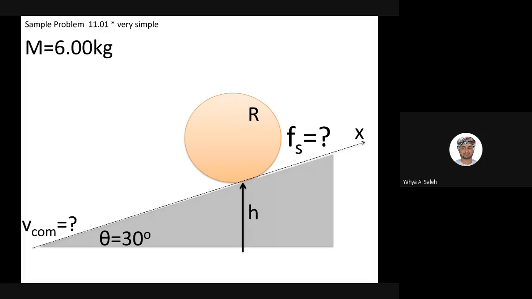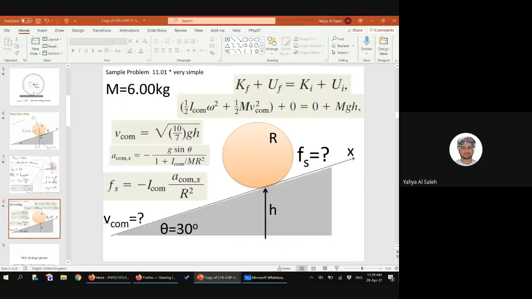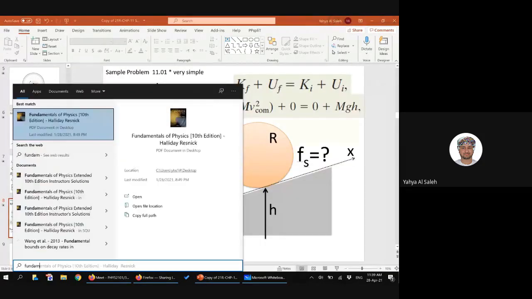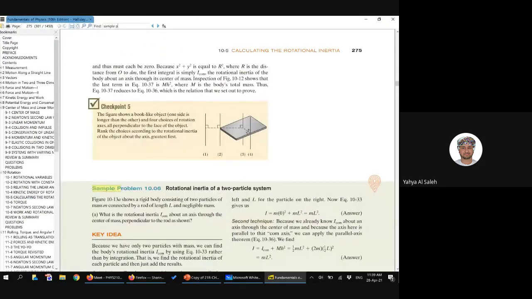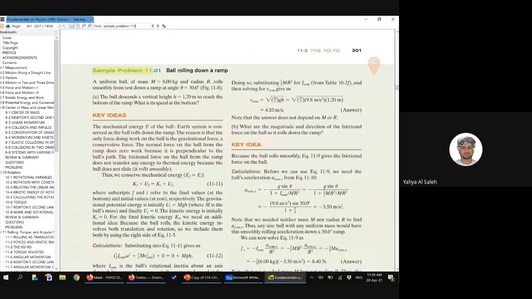Let's do sample problem 11.01, which arguably is quite a simple problem. A ball rolling down a ramp. A uniform ball of mass m equals 6 kilograms and radius r rolls smoothly from rest down a ramp of angle theta equals 30 degrees. The ball descends a vertical height h equals 1.2 meters to reach the bottom of the ramp. What is its speed at the bottom?